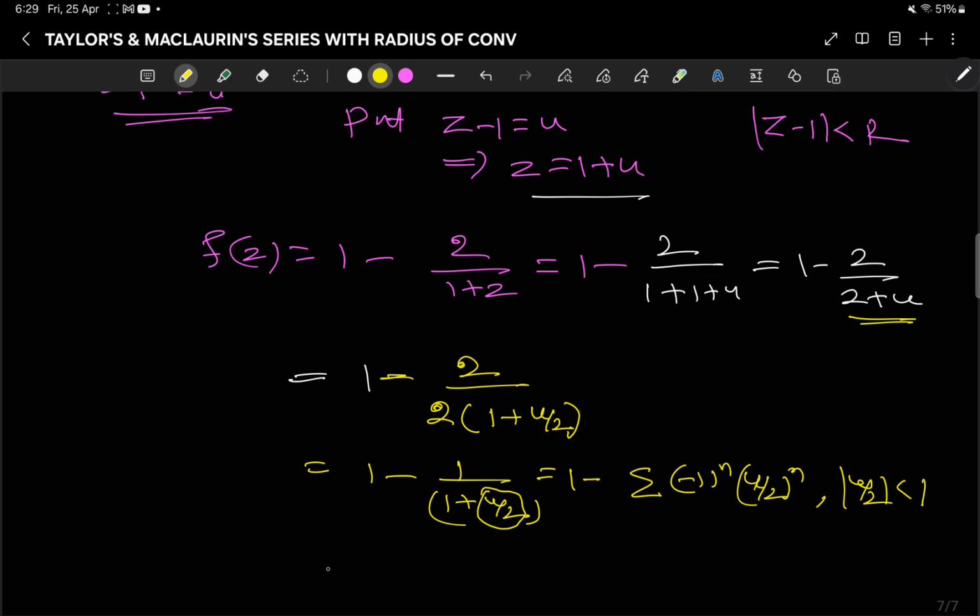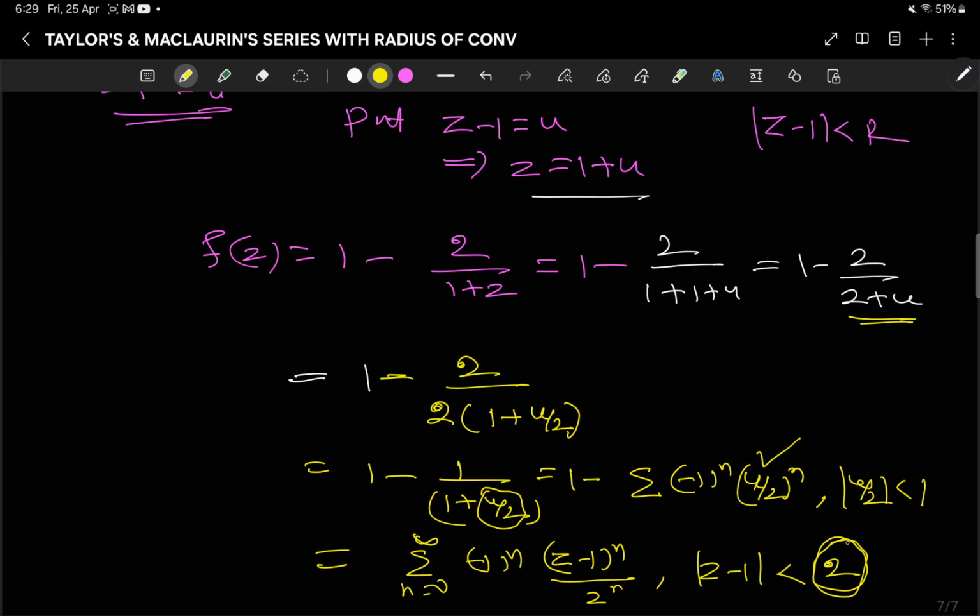So that is equal to summation of minus 1 to the power n, n equal to 0 to infinity. What is your u? U means here z minus 1, to the power n by 2 to the power n, with mod z minus 1 less than 2. So the radius of convergence is 2 here, right? Is that not easy?